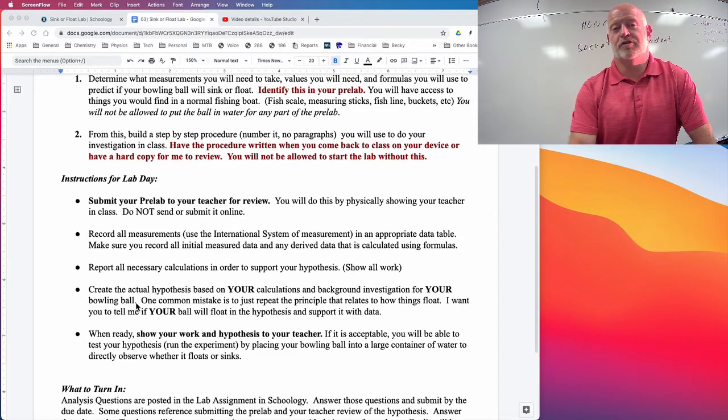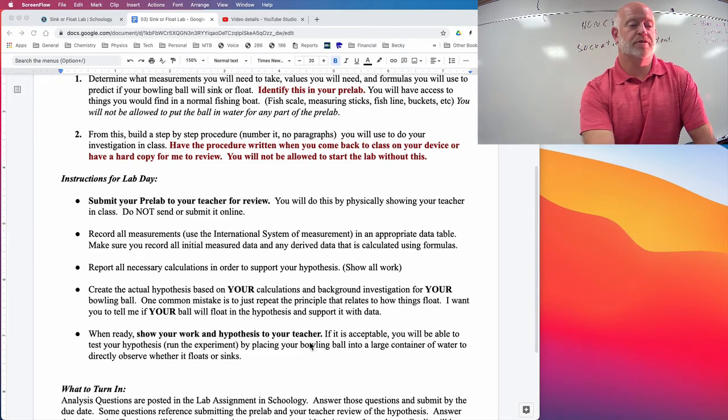Now, if you want to use an if-then statement because you've just been ingrained in your lives, you have to say if-then in the hypothesis. You can say, if I place it in water, then our bowling ball will sink or float because of this reason. We are going to place it in water, so it's going to happen. It's about our ball. So hopefully you guys got that.